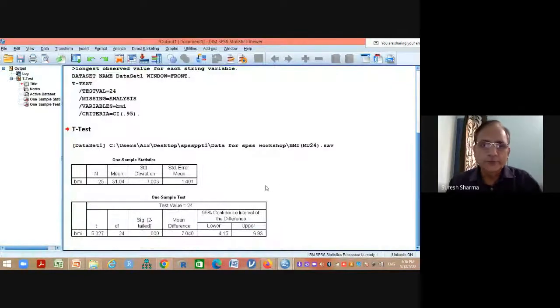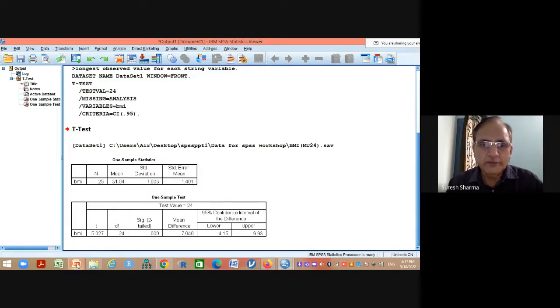So here is the result in front of you. There are 25 observations. This is the mean of the 25. This is the standard deviation of the 25. Let me tell you what it has computed. This is your X bar. This is your mu naught. And what is standard error of mean? Standard error of mean is nothing but standard deviation divided by under root of n. 7.003 divided by 5, under root of 25 being 5, you get 1.401.